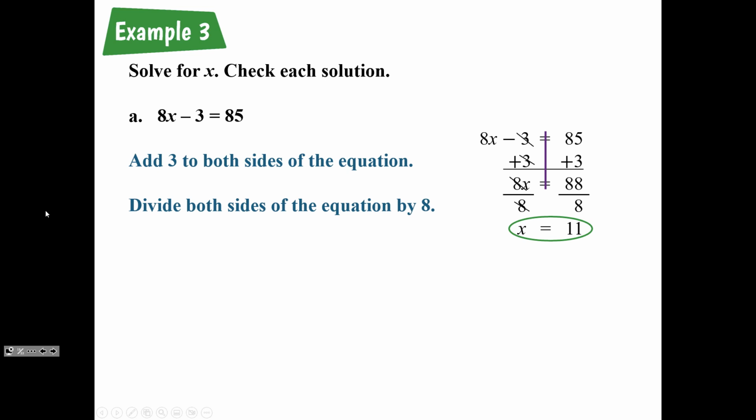Now it's asking us to check. So all we got to do is plug our 11 in for x. Well, 8 times 11 is 88, minus 3, we get our 85, and we know that it checks out. Okay?